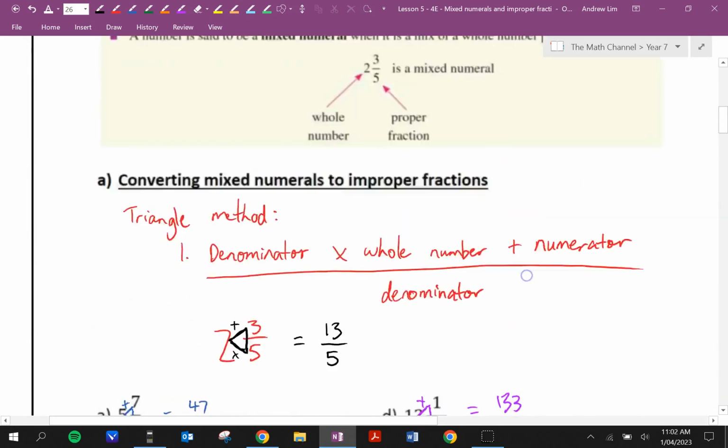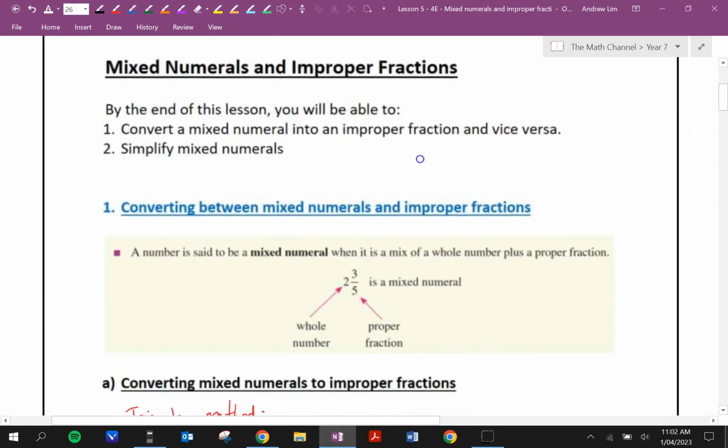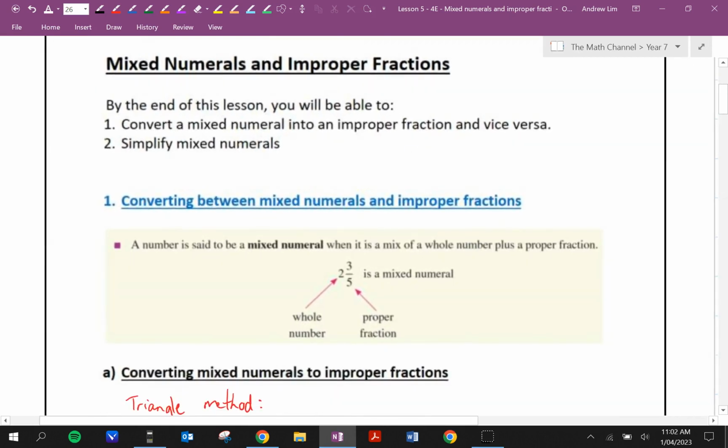Alright, so that's it for this video. So by now you should be able to convert a mixed numeral into an improper fraction and vice versa, and simplify mixed numerals.